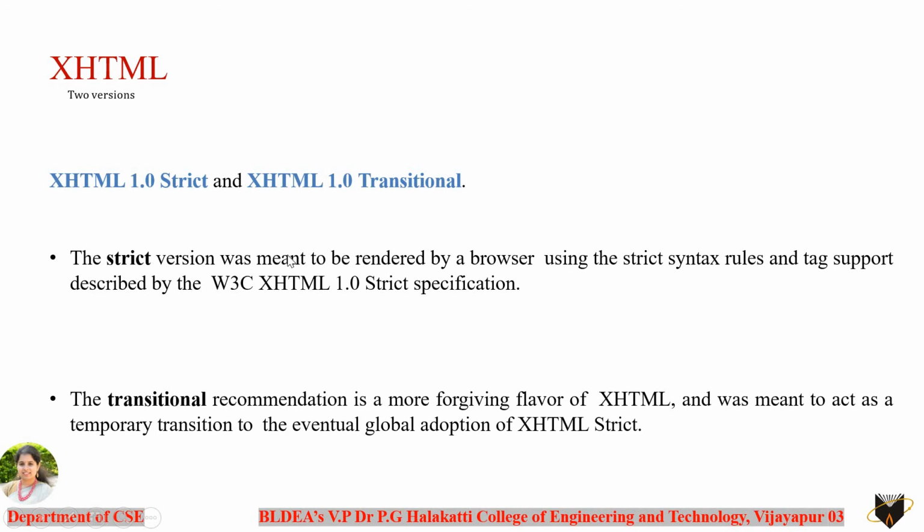You can see here the strict version was meant to be rendered by a browser using the strict syntax rules and the tag support described by the W3C XHTML 1.0 strict specification. So this means that the authors or the developers, those who are going to develop the new web pages after the introduction of the XHTML, this strict version was used.